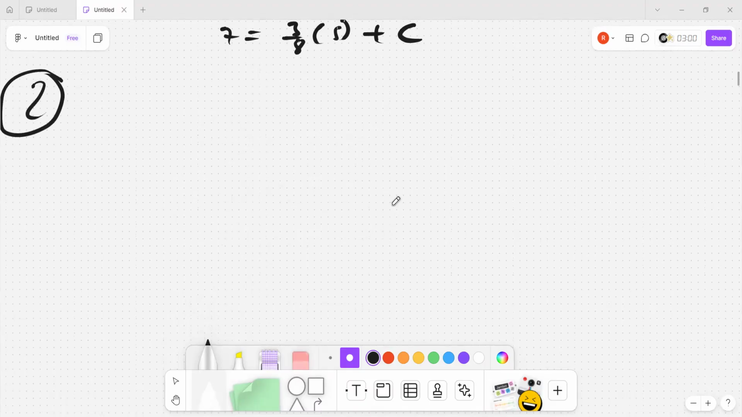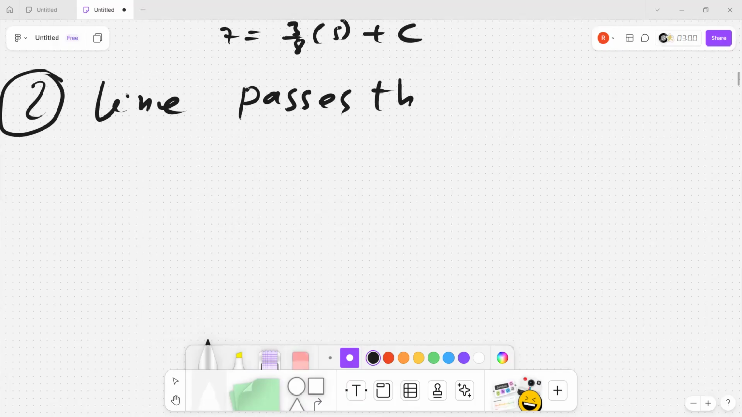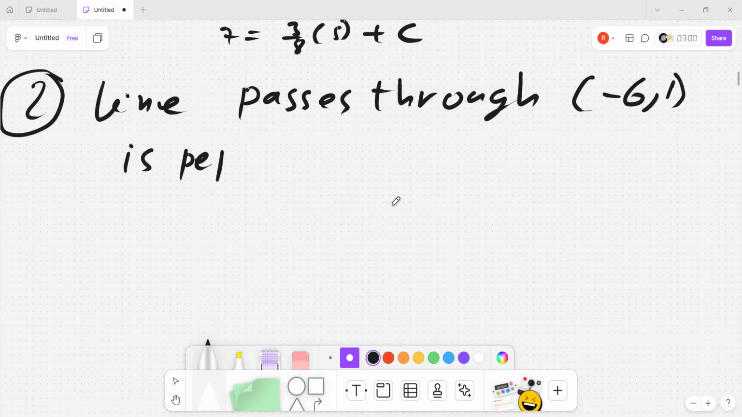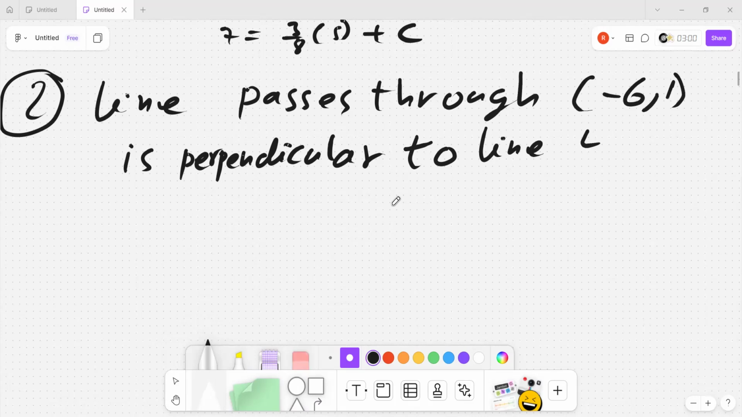We have a line that passes through a point (-6, 1) and is perpendicular to a line of this equation. Okay, go ahead, do it.